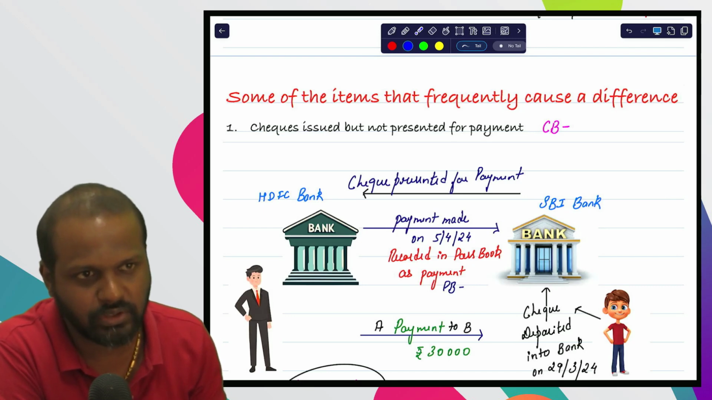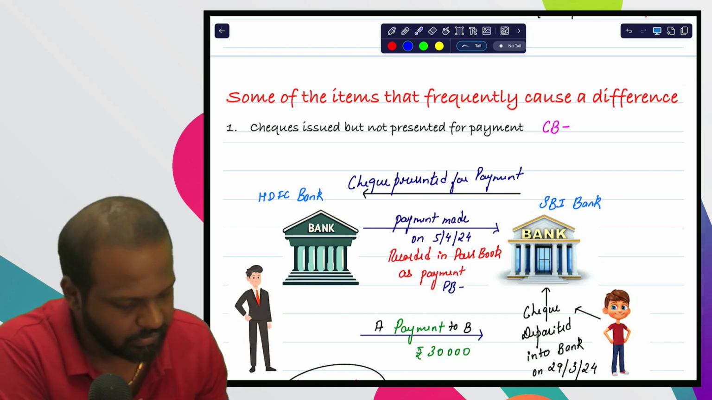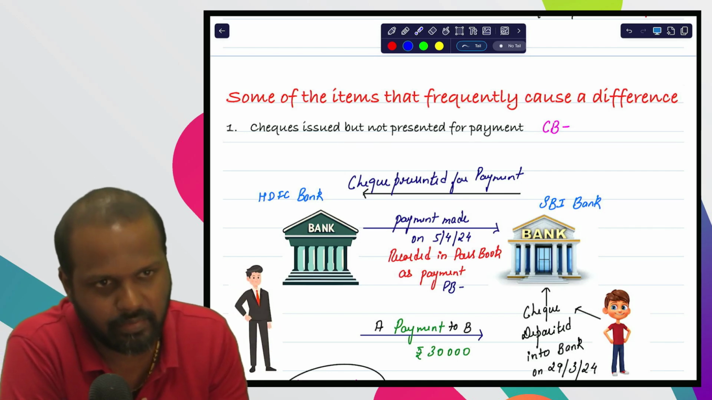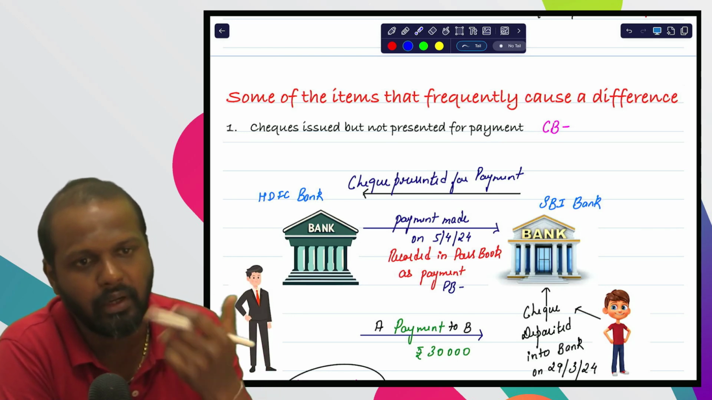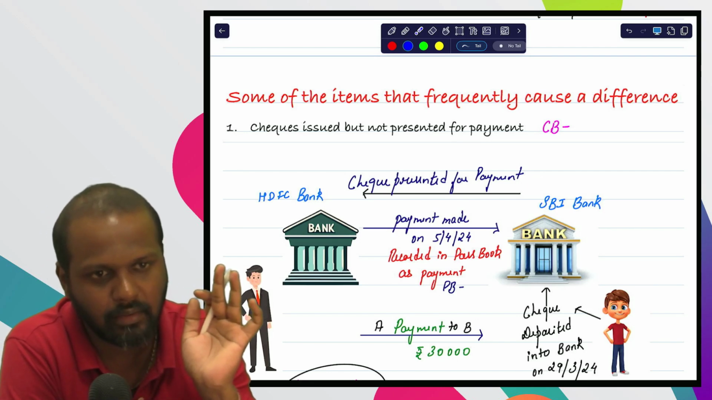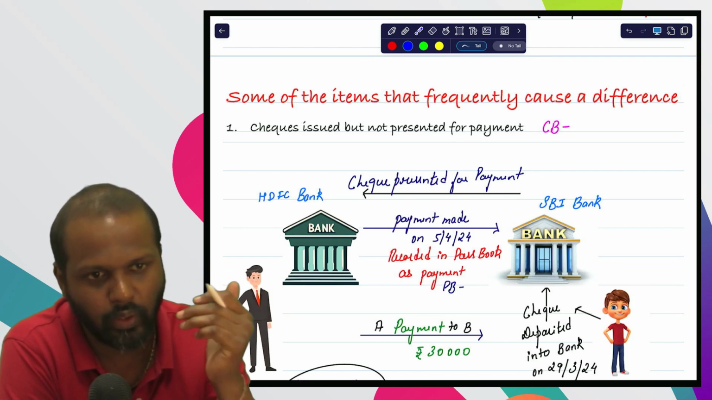The day when we issue the check, first we do the entry in cash book. So how do you know there is no entry in passbook? By seeing this one, not presented for payment. Check is not being presented to my bank for payment. No payment done by my bank. My bank has not done payment, so no entry in passbook.